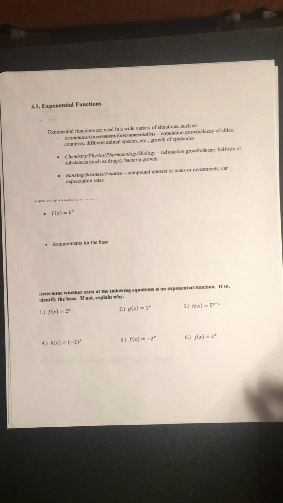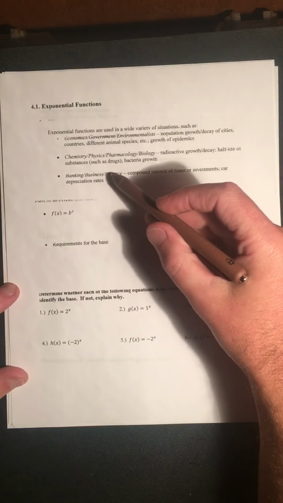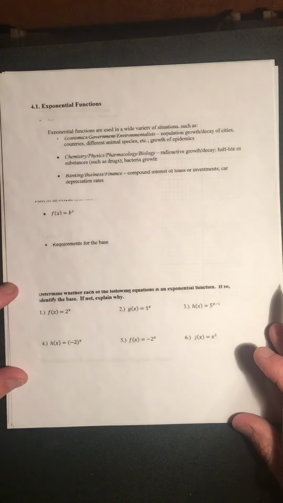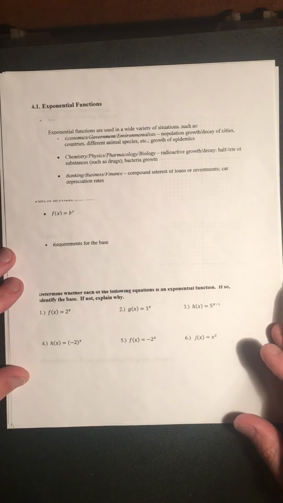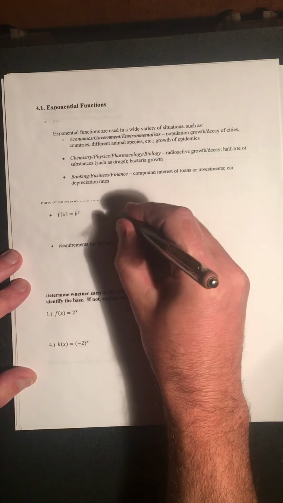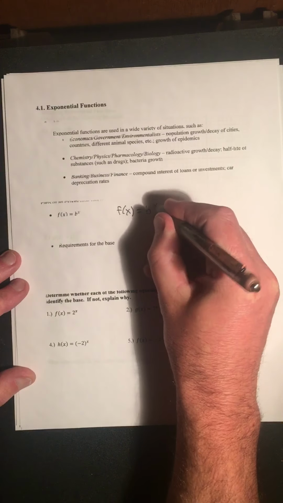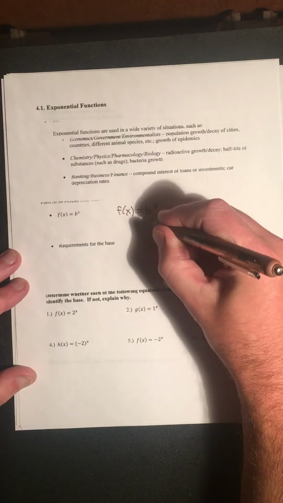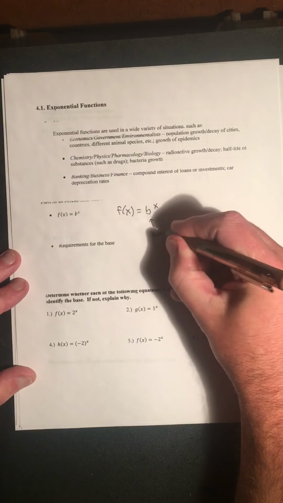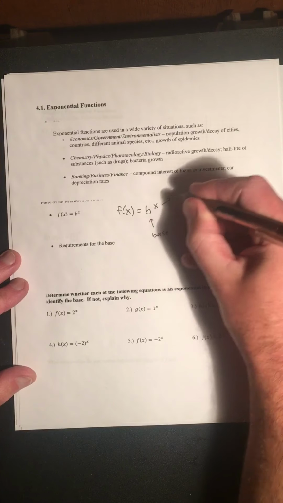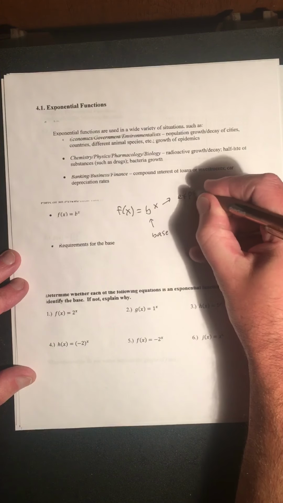Okay, so 4.1 exponential functions. We're going to go through the important parts. Right here it says there's real life applications for exponential functions. We will bypass that for right now. So in general, an exponential function is written of this form. And this B stands for the base, and X is called the exponent.